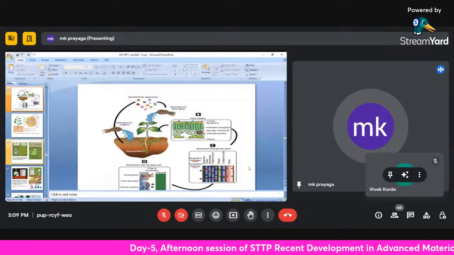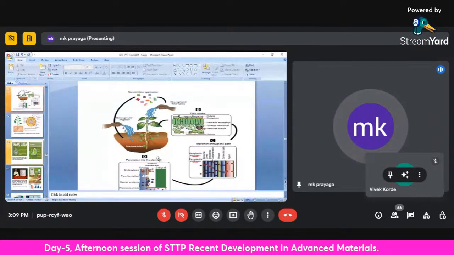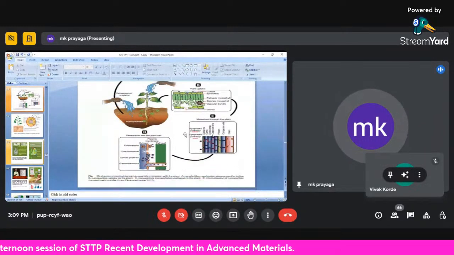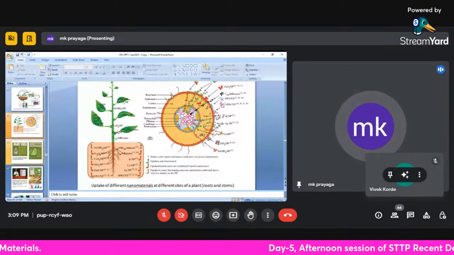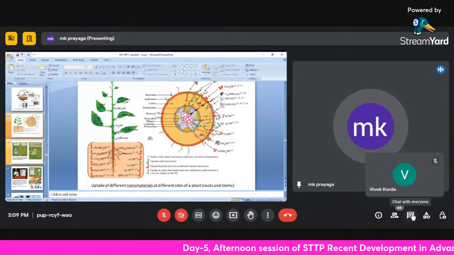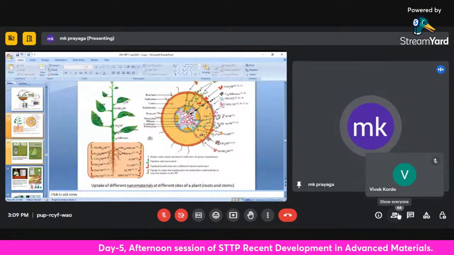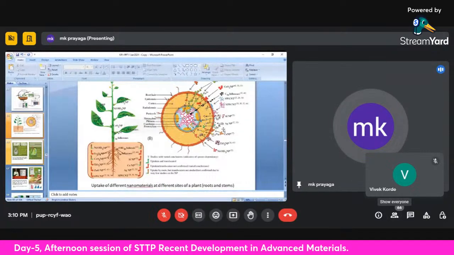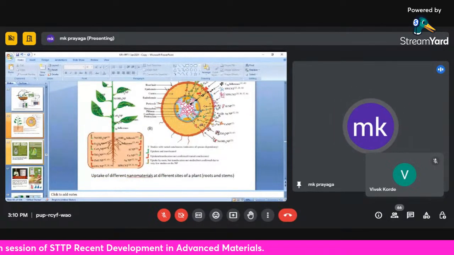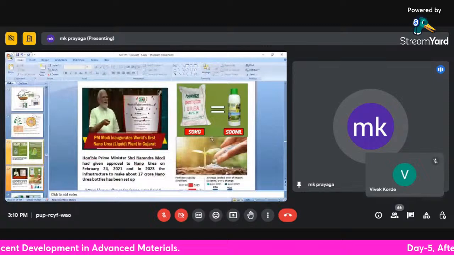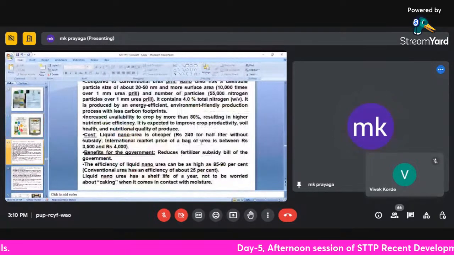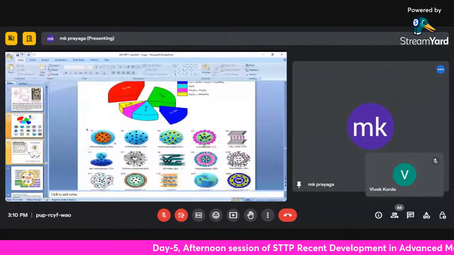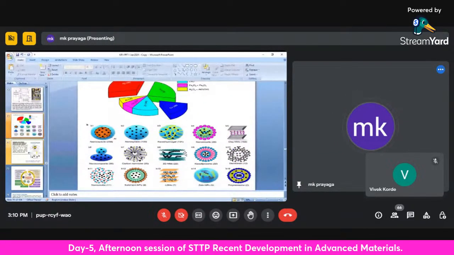The plant contains xylem and phloem, so they will go through the roots or the cells. Then there is the root structure of the plant, right from the root hair inside to the phloem. This is how the nanoparticles go there, interact, and deliver these pesticides. So this is the nano urea, and after this I showed the pesticides also. This is the nano pesticides. These are the different nano pesticide structures.